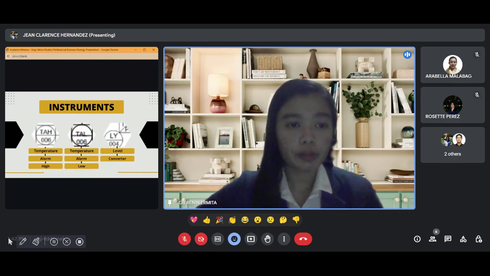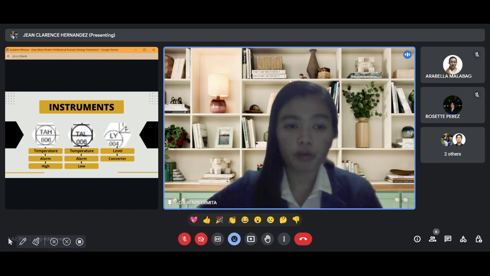Next is the temperature alarm high. So the purpose of this is to provide an early warning in situations where the temperature rises beyond safe or optimal operating limits. As for the temperature alarm low, the purpose of this in a glycol dehydration process is to provide a crucial safety net, alerting operators to deviations from specified temperature parameters. By doing so, it enables rapid responses and safeguards the efficiency of the dehydration unit.